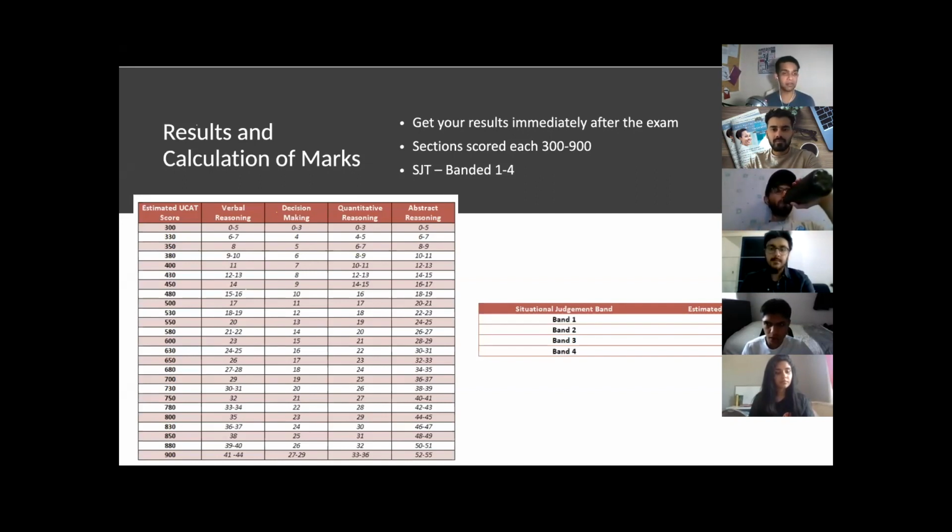On screen are some general thresholds for how many correct answers yields a specific score. This can change from year to year depending on the ability of that cohort and the number of applicants, but this is just a rough threshold of what you may see.